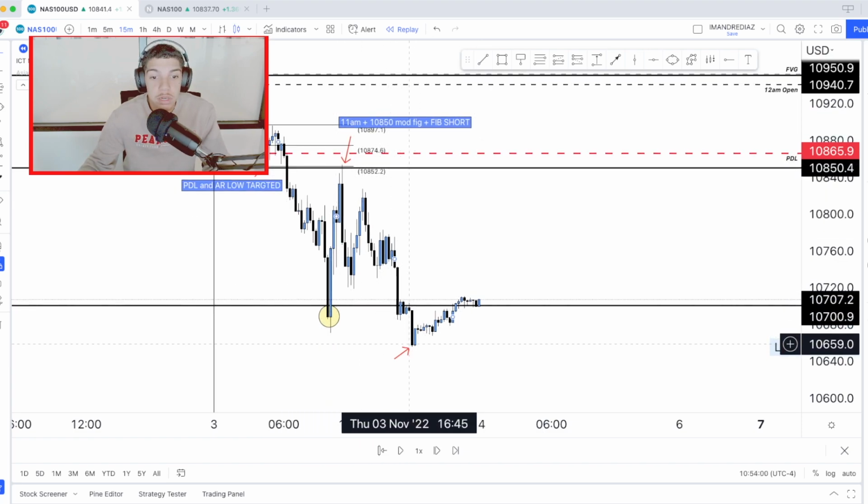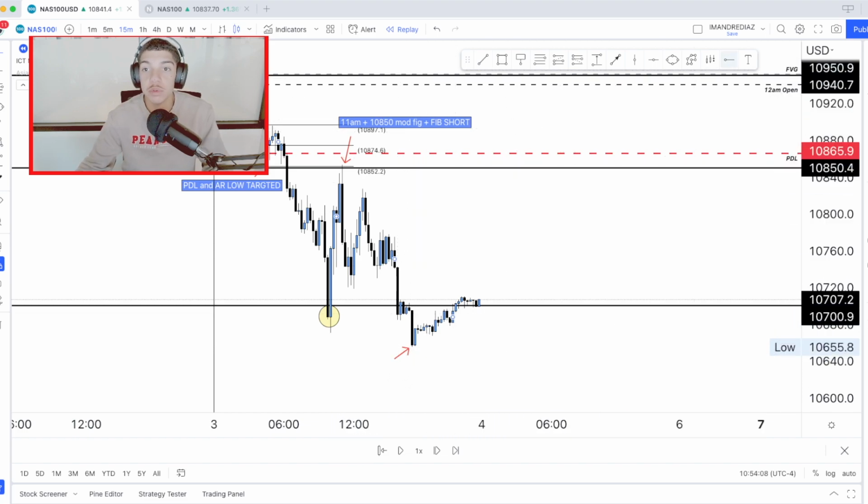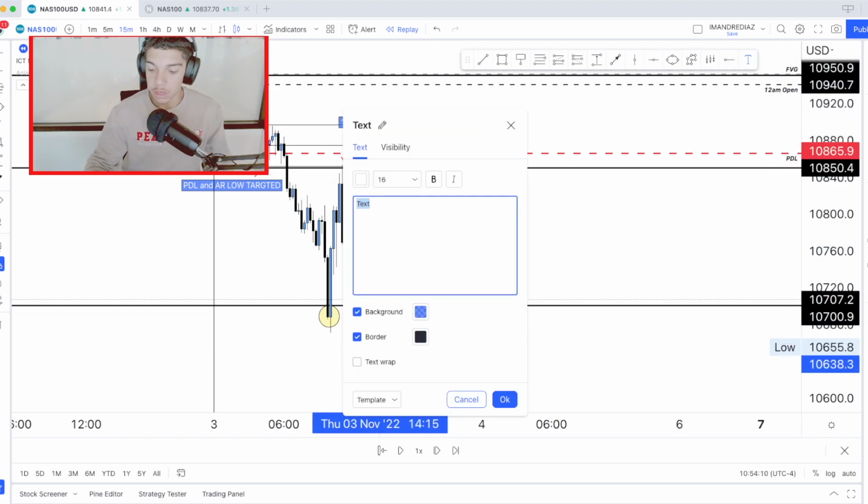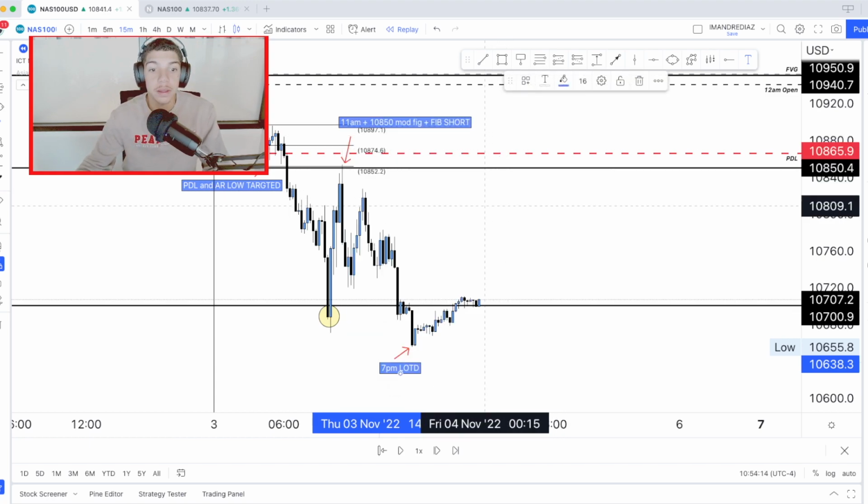And then from here, price ended up continuing to drop, continuing the overall trend, targeted this low to the left, and then we ended up creating this low of the day. I don't want to say at 650, but we did come close, but we ended up just creating the low of the day at 7 p.m. I'm just going to annotate at 7 p.m. because there's not really other confirmation. So at 7 p.m. we got that low of the day.